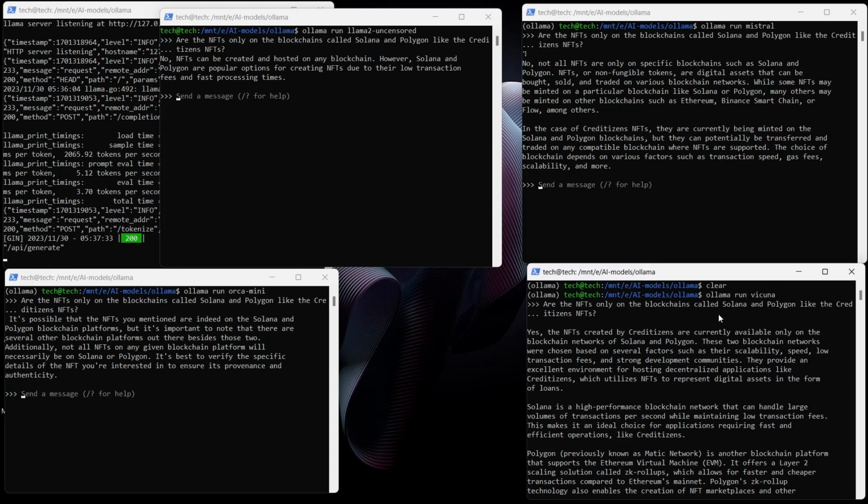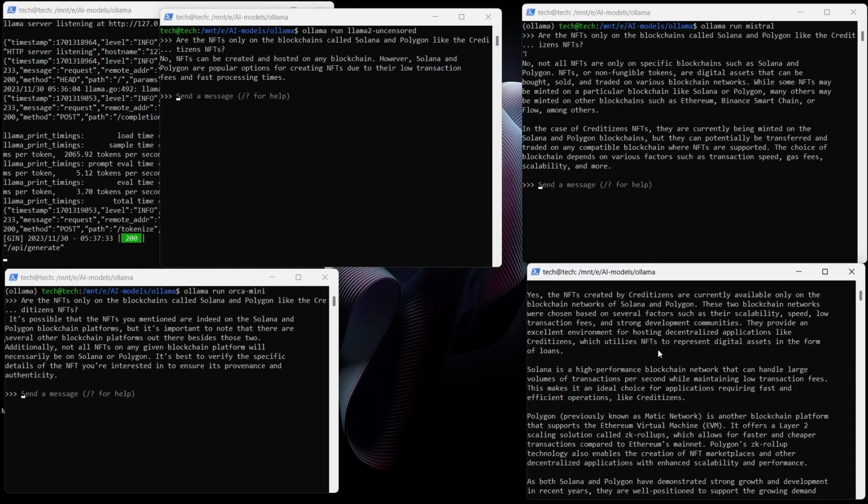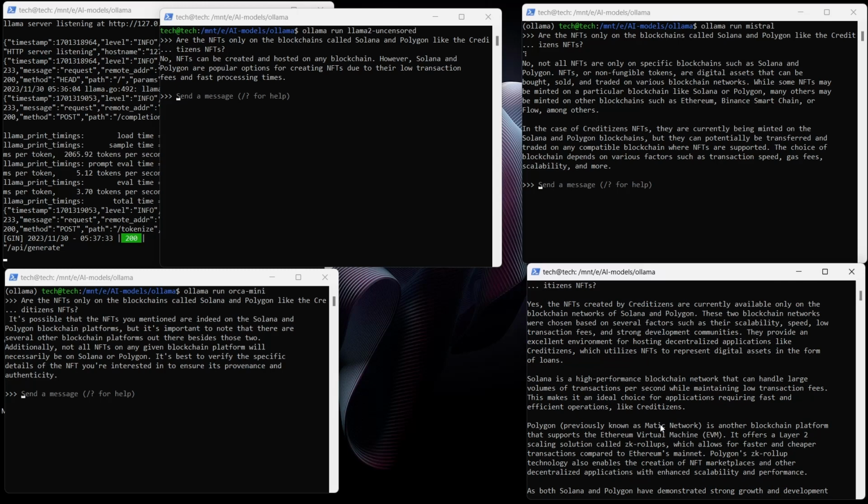Okay, so you've seen how the answers differ. We got one, which is the Orca Mini here, being more into probability and safety. It's possible that the way it talks is using, here, it's possible, and also there's somewhere else where it says, just to verify, it's best to verify.